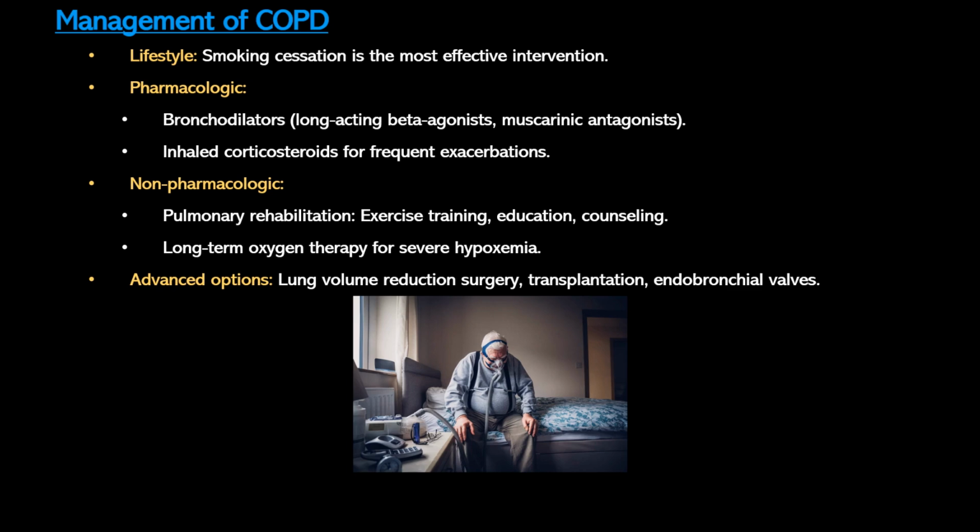Non-pharmacological interventions are equally vital. Pulmonary rehabilitation, which includes exercise training, education, and nutritional counseling, improves exercise tolerance and quality of life. Long-term oxygen therapy is recommended for patients with severe hypoxemia and can improve survival in selected cases. For advanced COPD, options like lung volume reduction surgery, lung transplantation, or endobronchial valves can be considered for patients meeting specific criteria.